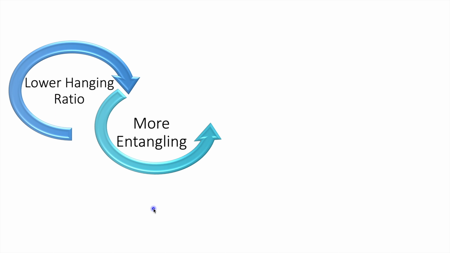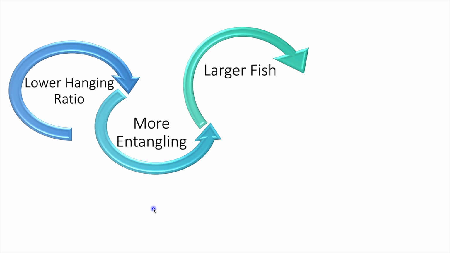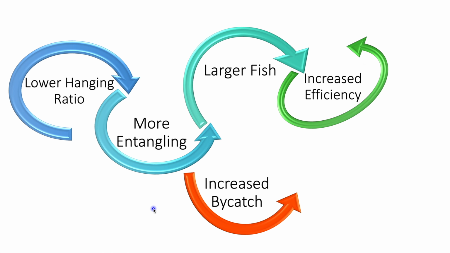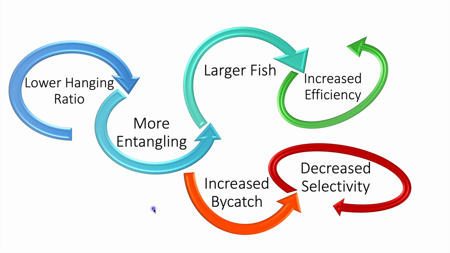To summarise, having a lower hanging ratio is correlated with catching more fish by entangling, which is usually associated with catching larger fish, and this is true for species such as tuna and cod, and therefore there's usually an overall higher catching efficiency. However, catching more fish by entangling is typically associated with catching more bycatch and lower species selectivity and lower size selectivity.